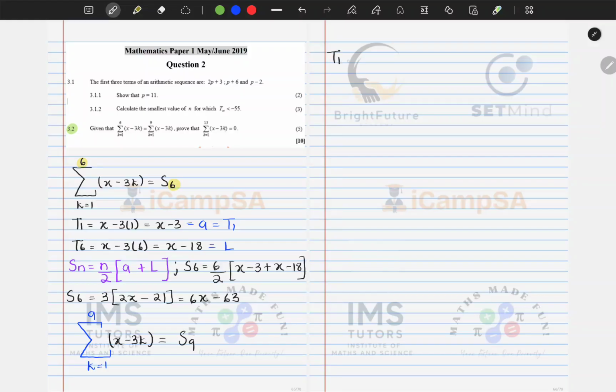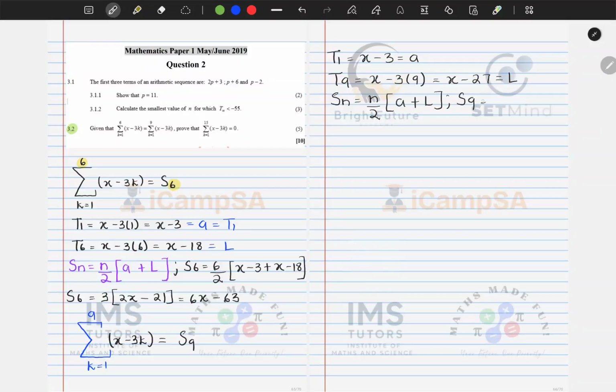So if you go and find term 1, it will be the same. You will see that it will be x minus 3, which will just give us a. But we'll need the last term, which is term 9, which will be x minus 3 times 9, which will end up being x minus 27. And this will be the last term. So it means I can now use our formula Sn, which is n over 2, into the first term plus L, which is the last term.